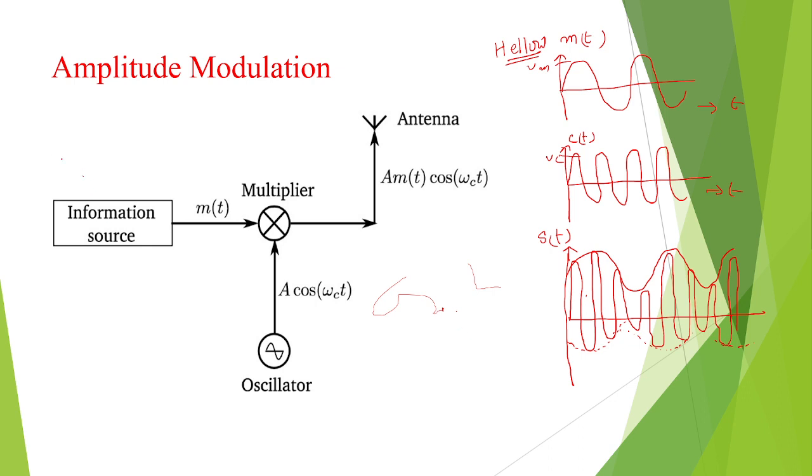Here you can see the information source, which is the message signal, named M of t. And this is an oscillator, the carrier signal or duplicate signal, named C of t. After modulation, that is C of t with M of t, you will get the resultant output signal, the amplitude modulated output. After modulation, you can send it through wire or wireless by using an antenna.